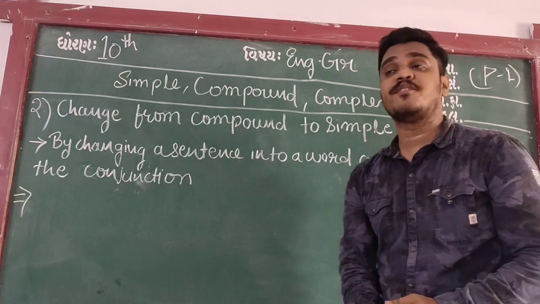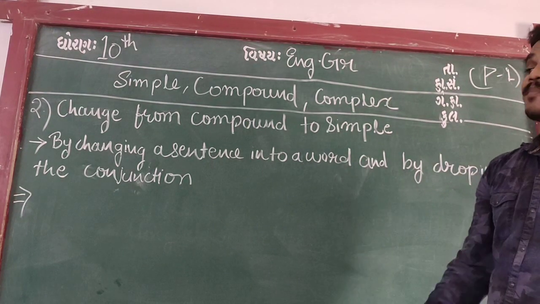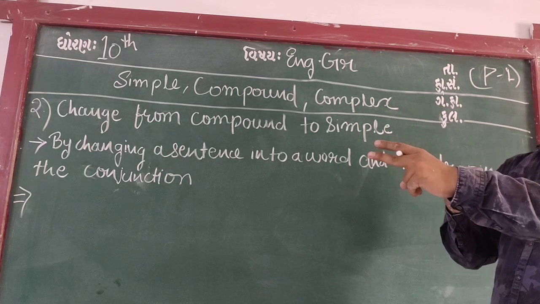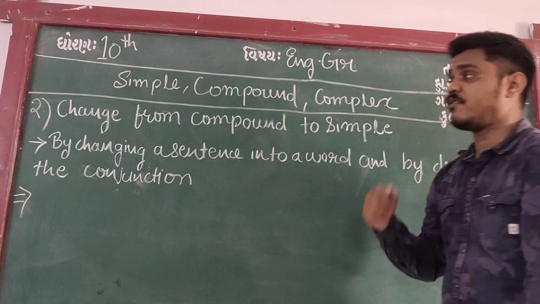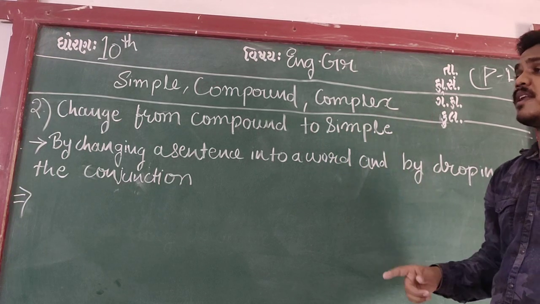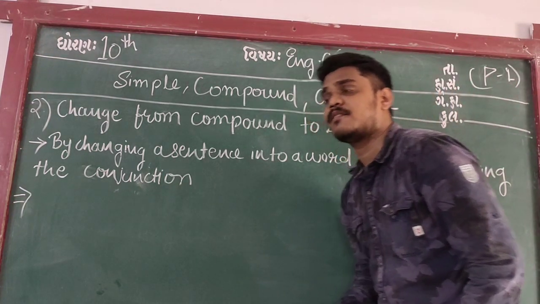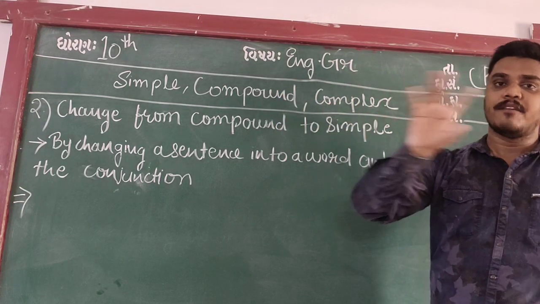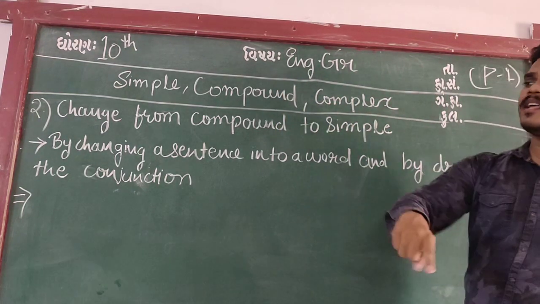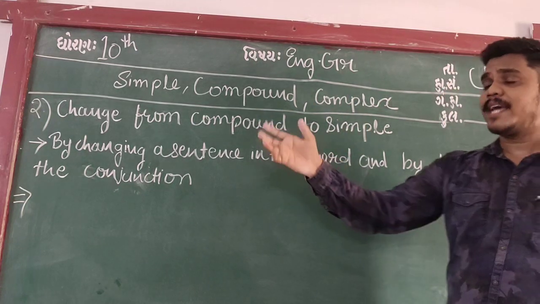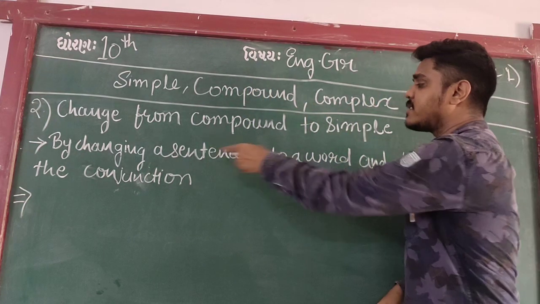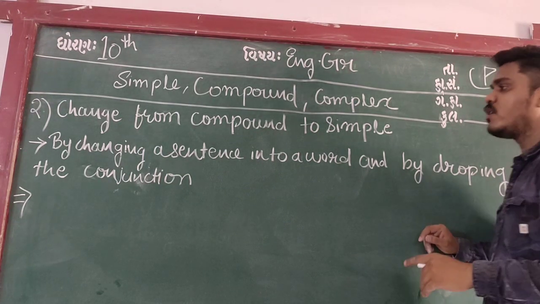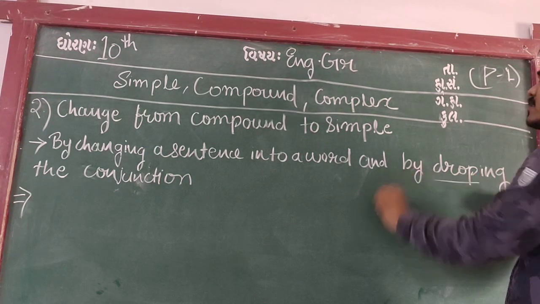Here we are going to reverse the previous example. Previously we studied how to convert simple to compound. Now we are learning how to change from compound to simple. In simple to compound, we learned that by extending, we can convert simple to compound. Similarly, from compound to simple, by compressing, by changing a sentence into a word, and by dropping the conjunction.